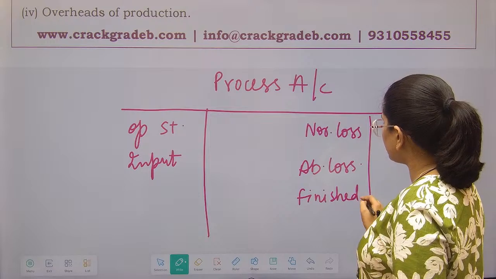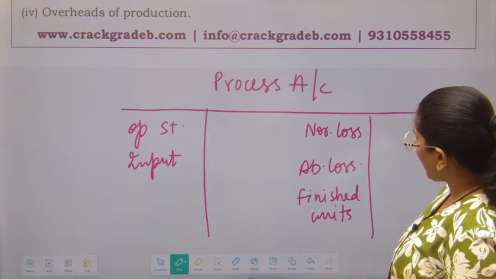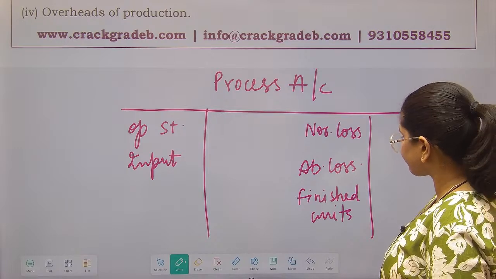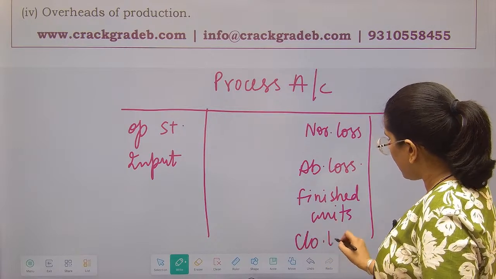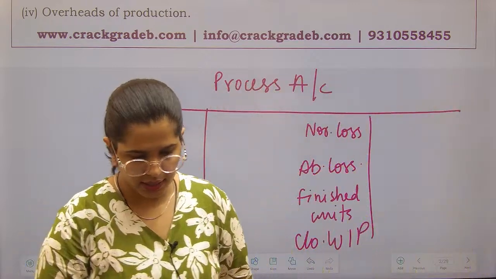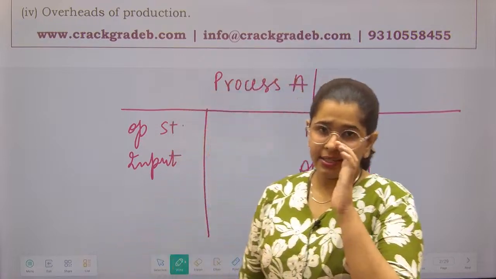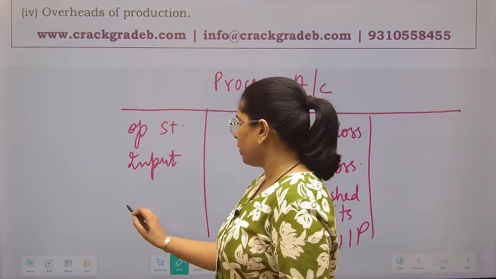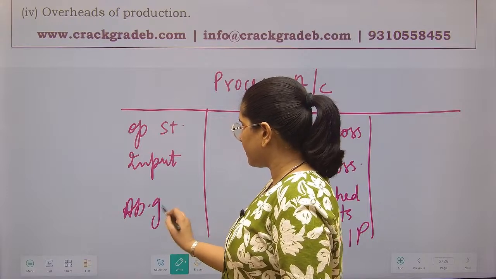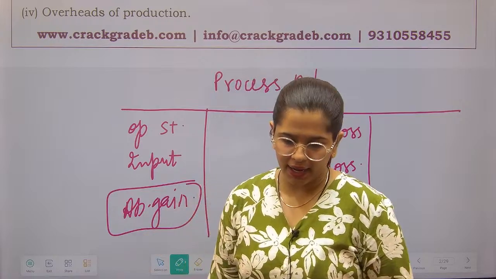That means the units which you have transferred to the next process. And after that, what we have is your closing WIP. आपके पास में closing work in progress भी हो सकता है. So these are the things. Now next thing is abnormal gain. तो इस side आपका abnormal gain represent होता है. Fine.